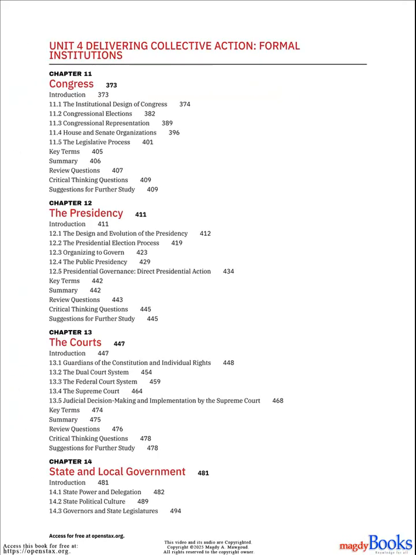Unit 4. Delivering Collective Action. Formal Institutions. Chapter 11. Congress. Introduction. 11.1. The institutional design of Congress. 11.2. Congressional elections. 11.3. Congressional representation. 11.4. House and Senate organizations. 11.5. The legislative process. Key terms. Summary. Review questions. Critical thinking questions. Suggestions for further study. Chapter 12.